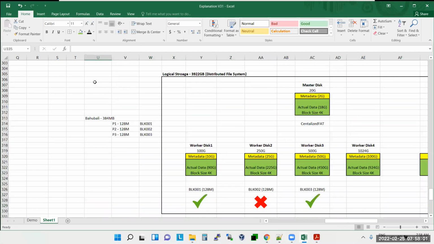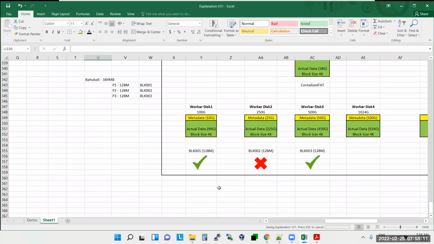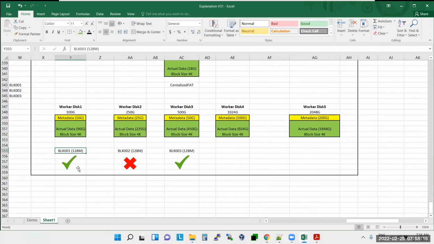What is the solution? Replication. So what you will do now? Whatever BLK1 you have, you put into two places, three places. BLK1.